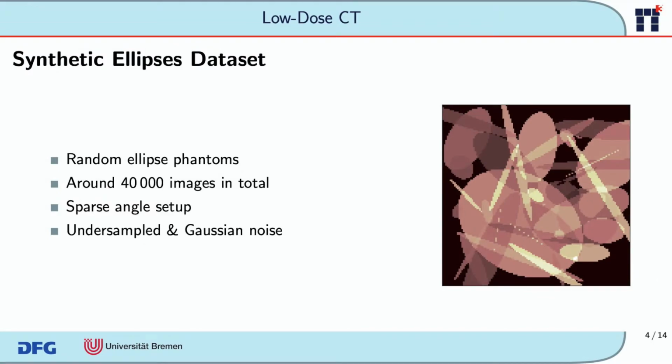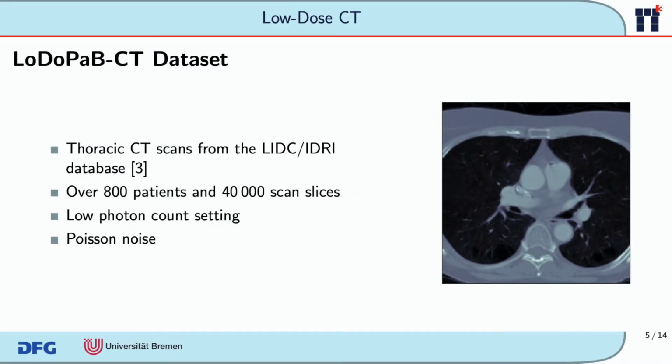The first consists of random ellipse phantoms and has around 40,000 images in total. Here we simulate the sparse angle setup with 30 measurement angles, and the challenges are that the measurements are undersampled and we added additional Gaussian noise here. The LoDoPaB-CT dataset uses thoracic CT scans from the LIDC database. The ground truth images are taken at normal dose. We include over 800 patients and 40,000 scan slices and simulate a low photon count setting. In this dataset, the reconstruction models have to deal with Poisson noise in the sinogram space.